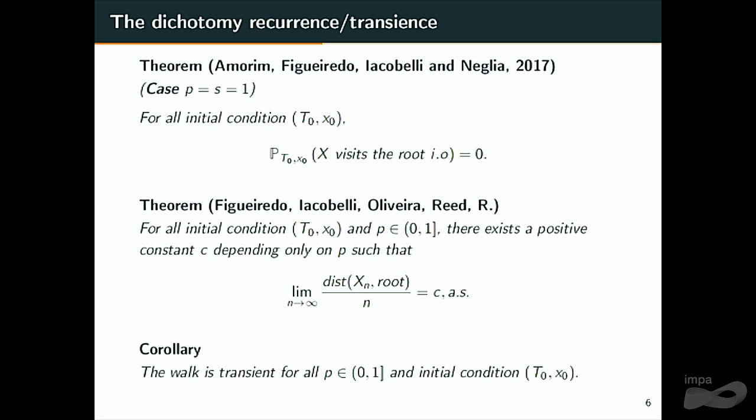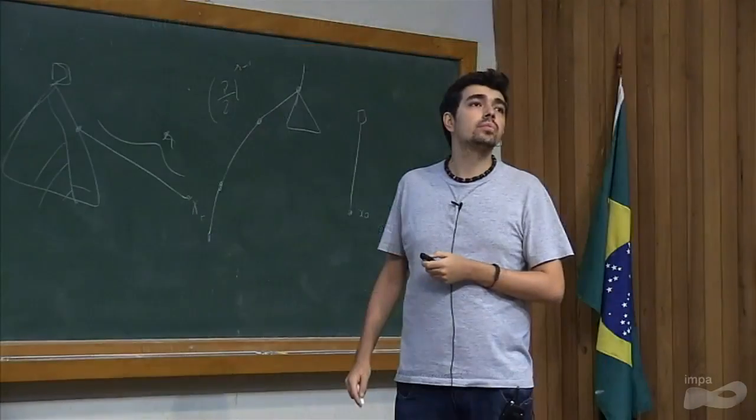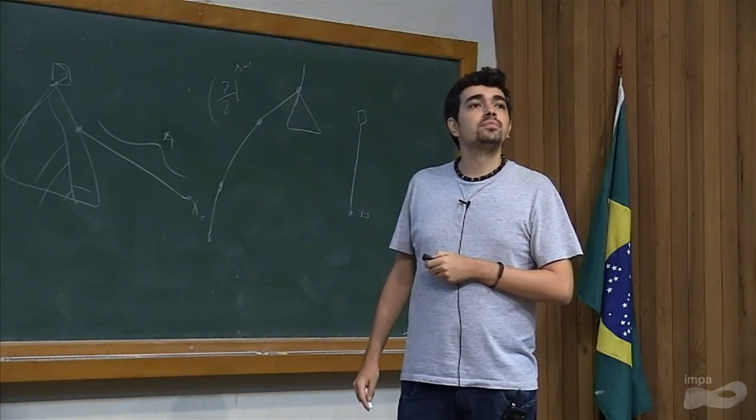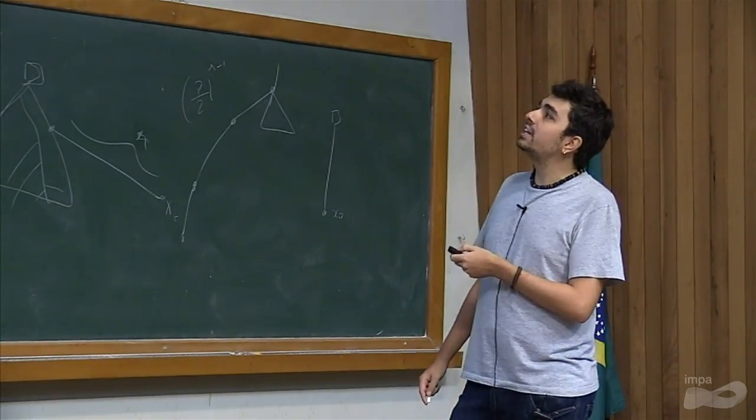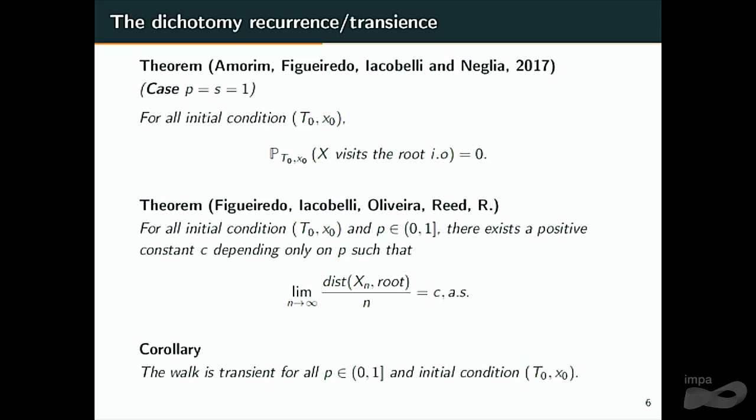Where is my theorem? Are you asking about some monotonicity on this constant here? I haven't thought about it, but probably it's monotonic in p. Yes, we have some bounds, but we didn't care to. We'd like just to prove that the velocity, the speed, was linear. I suggest you do care. Yeah. Thank you.